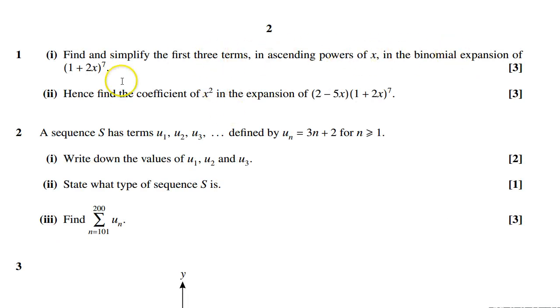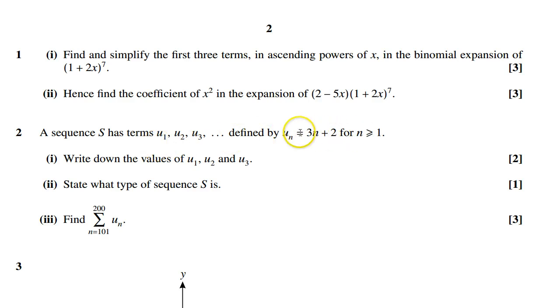ascending binomial expansion of this, well, that's easy to do. Using the binomial formula, we can write down the first three terms. And then this is just expansion of brackets. Using those first three terms, we can write them down here. And then we can just expand the bracket, picking out the x squared term, so that's not a problem.